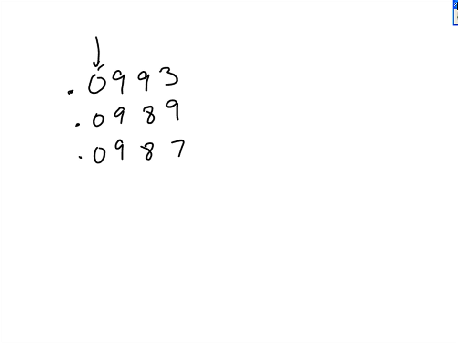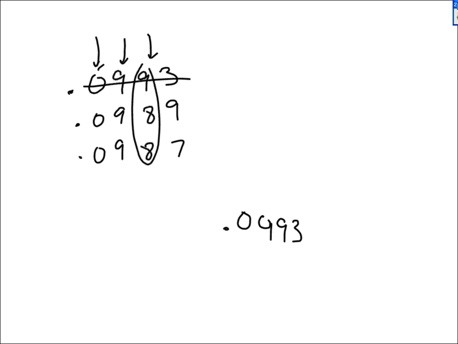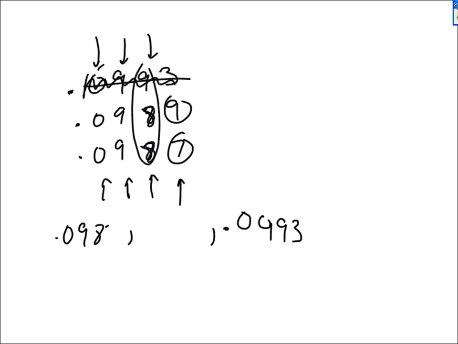Okay, how about we have 0.0993, 0.0989, and 0.0987. Well, it's a tie here, they're all zeros. It's a tie over here. Over here, it's no longer a tie. 9 is the largest. So 0.0993, that's the largest, so it's out of the picture. It's a tie, it's a tie. Even here, it's still a tie. They're both 8. But the next one, 7 is smaller, 9 is bigger. So the smallest number is the one that ended in 7, the next smallest is the one that ended in 9, then the largest.